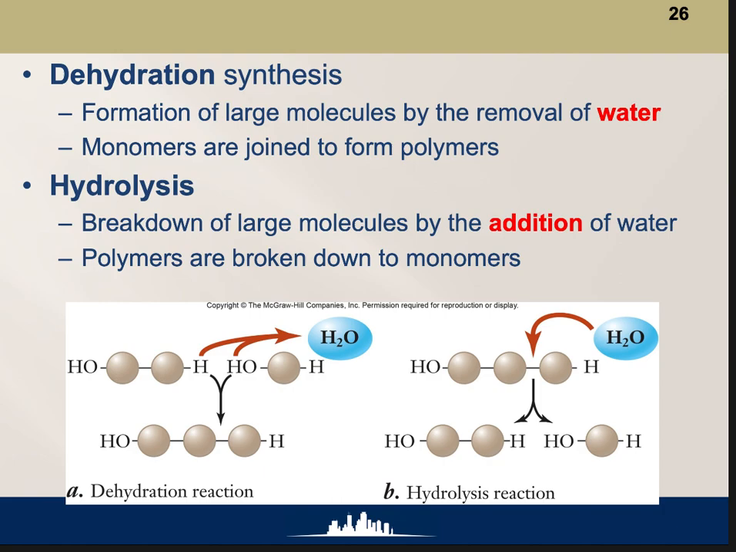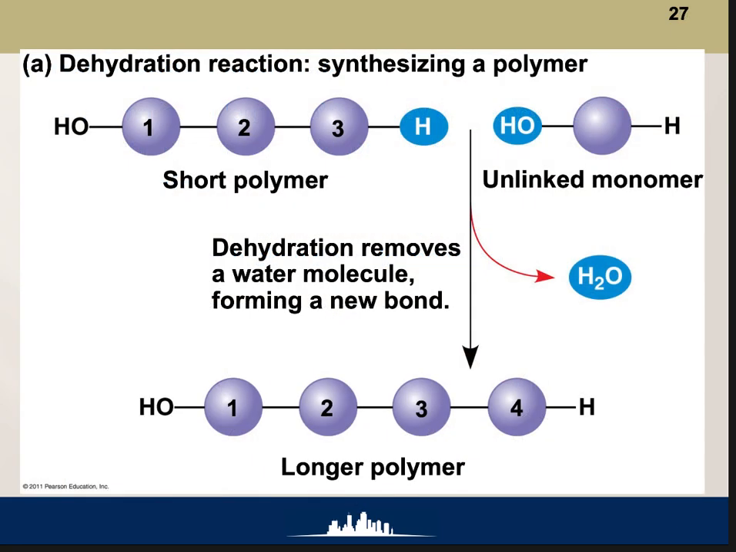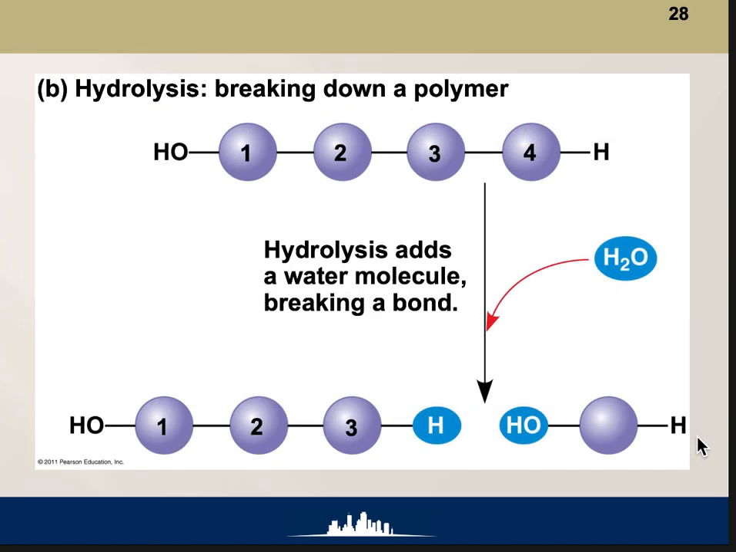Hydrolysis is when we break a polymer by adding water, and polymers are broken down into monomers. So we can see that with this example. I like this slide a little bit better. You can see a short or an unlinked monomer, and dehydration is going to remove the water molecule to form a new bond. And you can see with the carbon compounds here, 1, 2, 3, we're going to then have a longer polymer here.